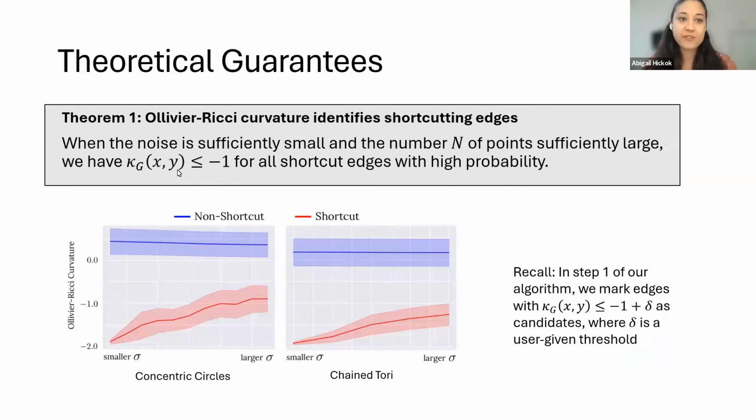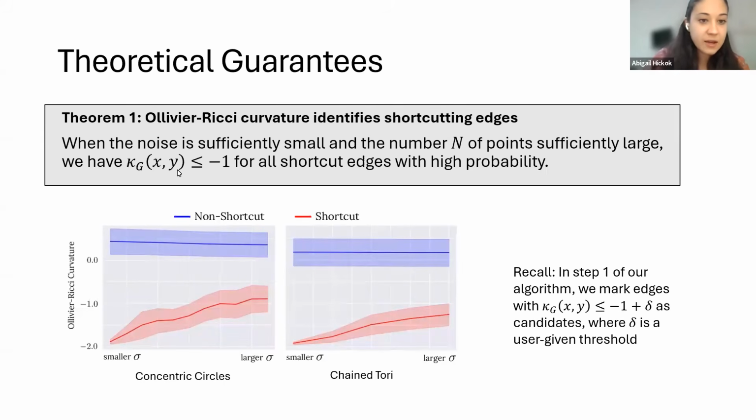Okay, so we have a number of theorems that show that this process works well. Our first theorem says that Ollivier-Ricci curvature does a good job at identifying shortcutting edges. Remember in step 1, we're marking edges with ORC around -1 or below to be candidate shortcut edges. And this theorem says that when the noise is sufficiently small and the number of points is sufficiently large, the ORC of every shortcutting edge is bounded above by -1 with high probability. And we confirm this empirically in a couple of synthetic data sets.